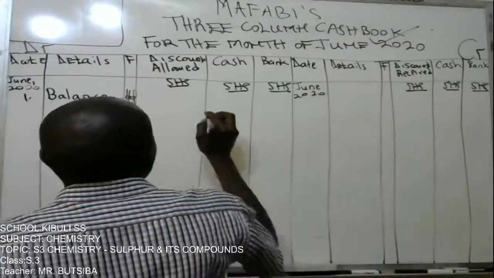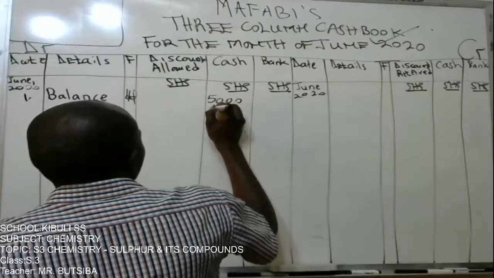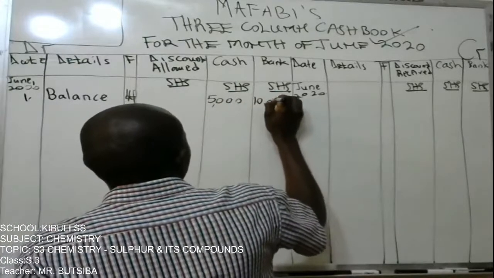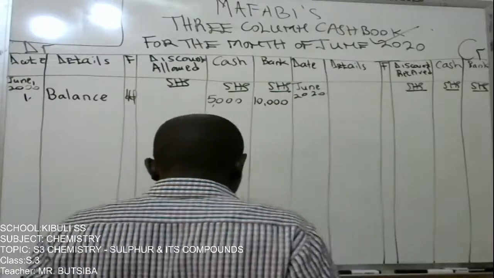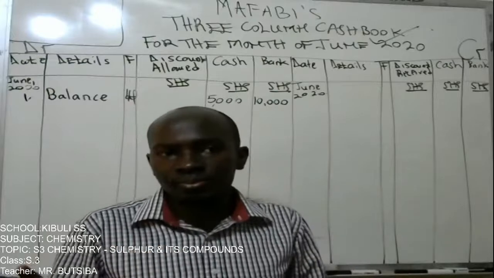Cash was 5,000, and then bank 10,000. Bank 10,000. We have recorded that transaction on June 1st.